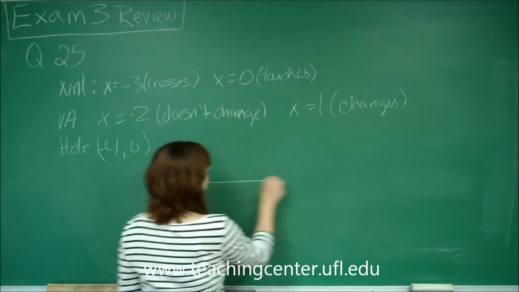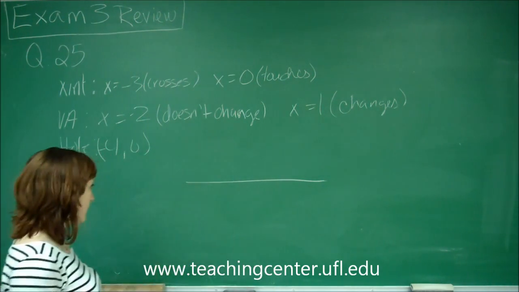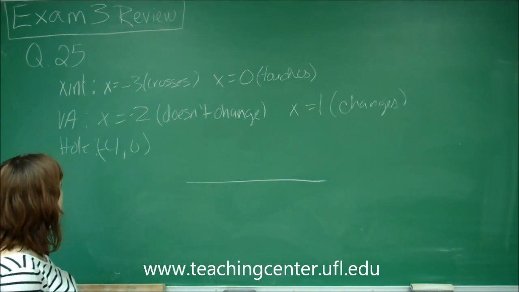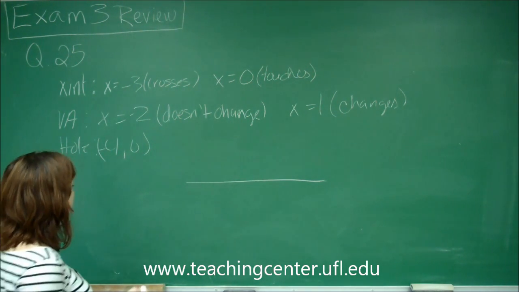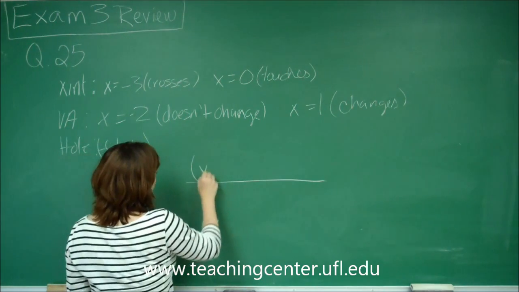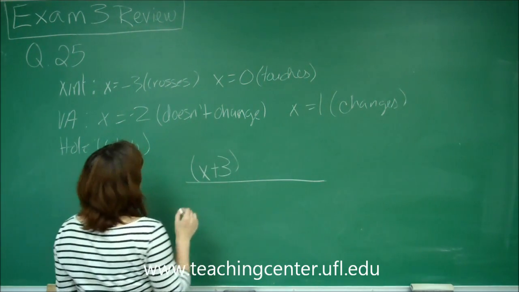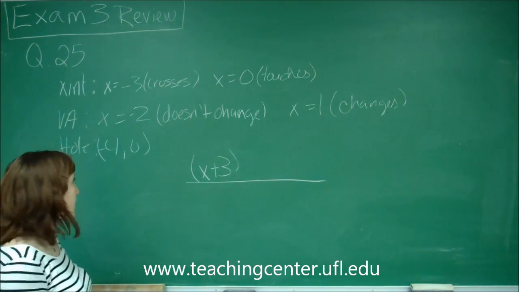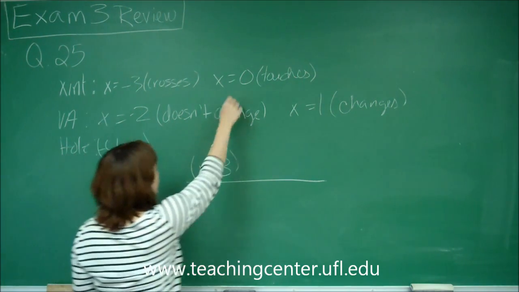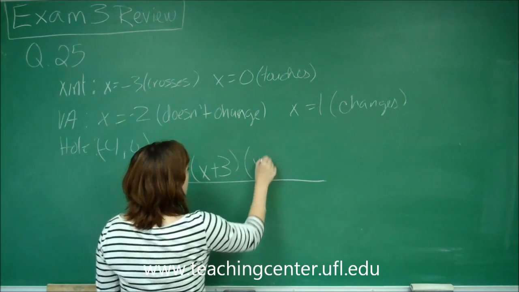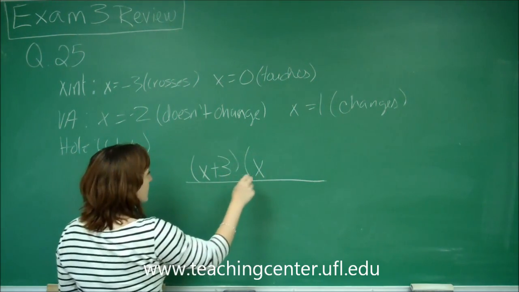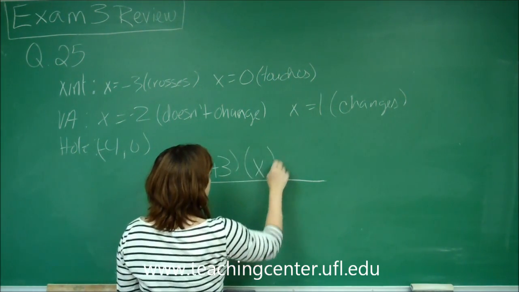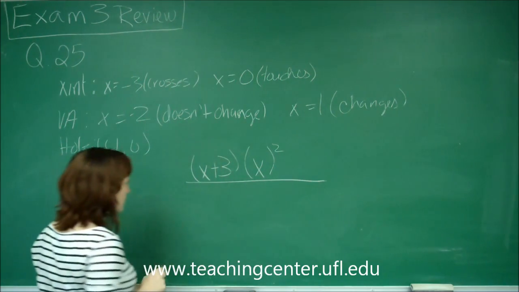So when we're writing this equation, because we're looking for the function, if I know that it's crossing at x equals -3, I know I have a factor of x plus 3. And if it's crossing, then my power has to be odd, so I'm just going to leave it as a power of 1. I also know that x equals 0 is a zero, but it's only touching, so it's going to be squared.